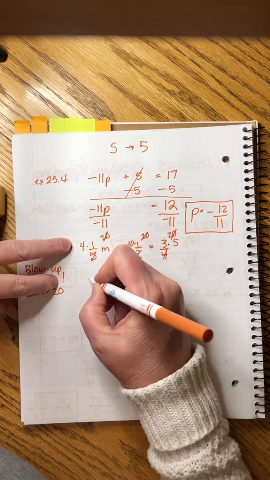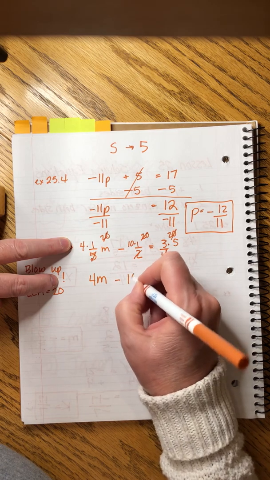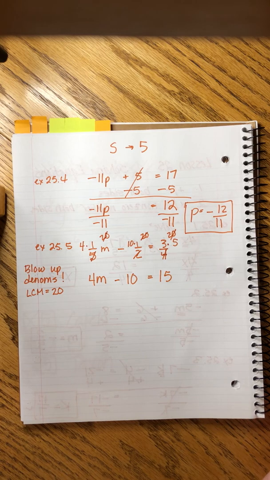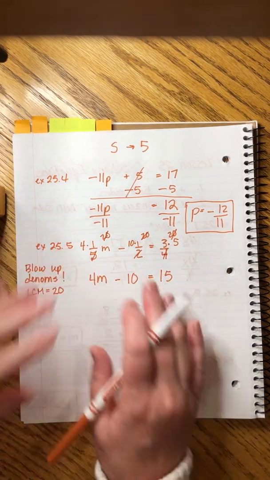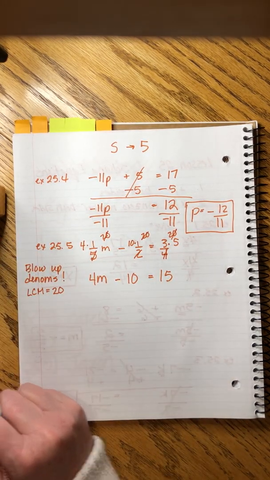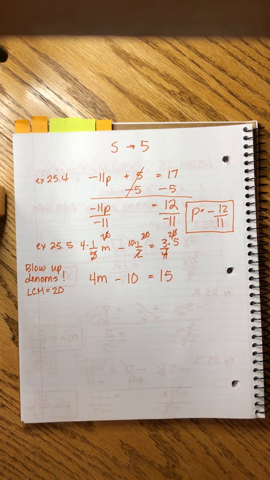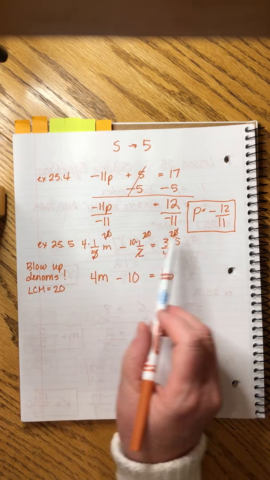Now I've got 4m minus 10 equals 15. What do you think about that? That is advanced, you guys. John doesn't show you that in the book, but I think you're ready for it. And here's the thing. As soon as I see those fractions, I want to get rid of them. I do not want to deal with them. So we blow them up by multiplying by the least common multiple.